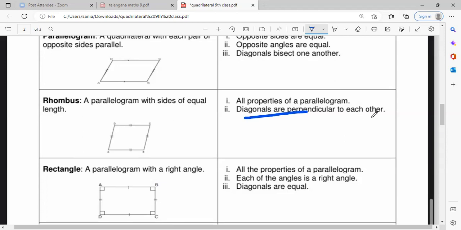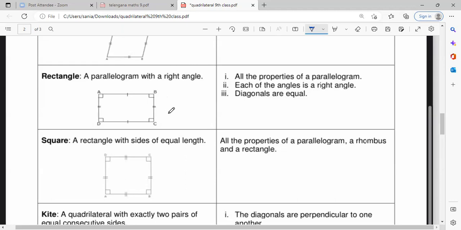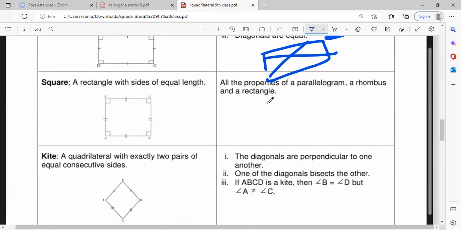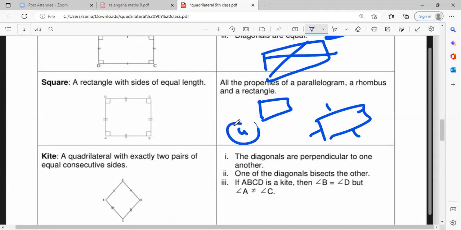And then coming to rectangle. What is a rectangle basically? It has all the properties a parallelogram has. But remember one thing, all the angles of a rectangle are right angles, and their diagonals are equal. Then coming to square. Square is basically similar to a parallelogram. In a rectangle, the opposite sides were equal: length and length are equal, breadth and breadth are equal. But in a square, all four sides are equal.